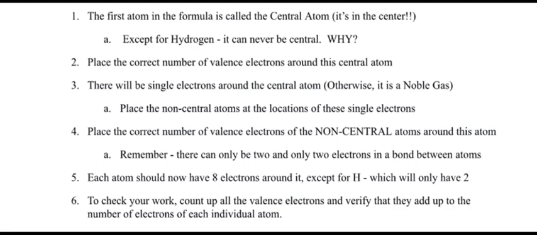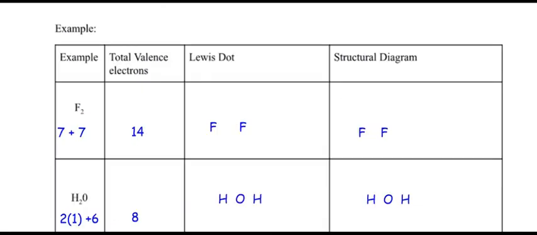To check your work, this is important, count up all your valence electrons and verify they add up to the number of electrons of each individual atom. So let's kind of be flipping back and forth for these rules, okay? So let's try this. Okay, so for example, F2. Well, how many valence electrons do I have? Each fluorine has 7 electrons, right? For a total number of 14. So how do I do this?